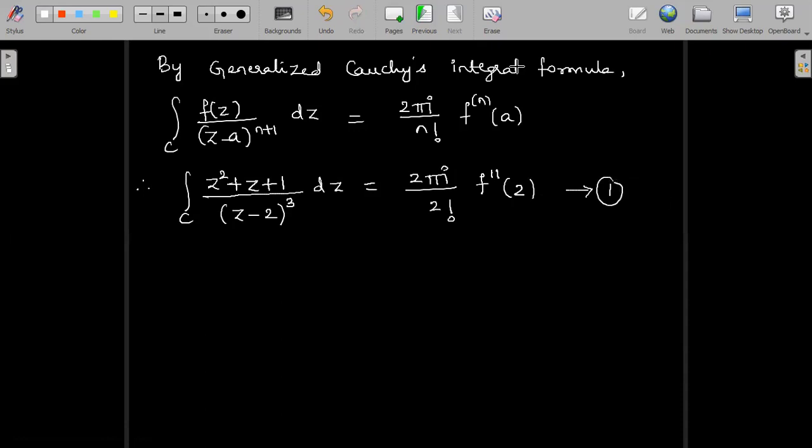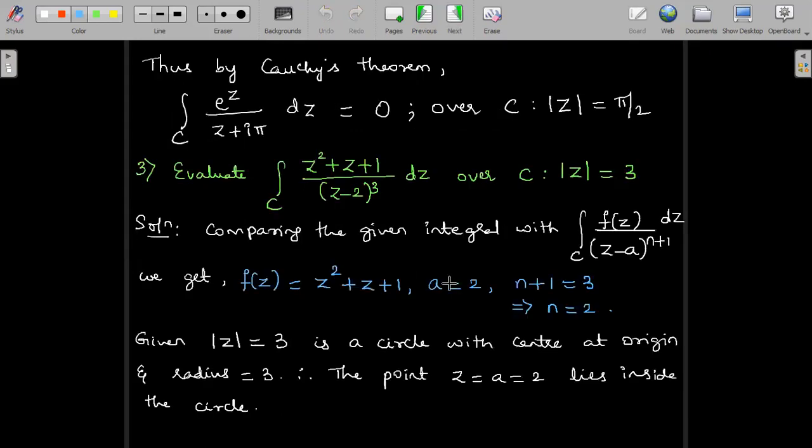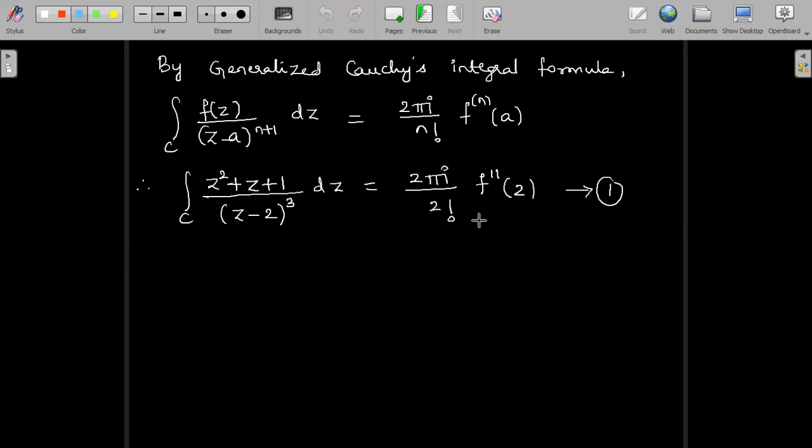Now, let us find out f double dash of 2. What is the function f of z? F of z we already compared and we have written z square plus z plus 1. So keeping f of z, I have to find out the double derivative f double dash of z and substitute z is equal to a equal to 2. So that is how I can get f double dash of 2. Right? So let's work out the same thing.